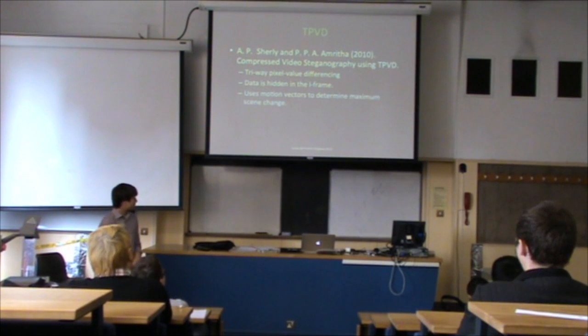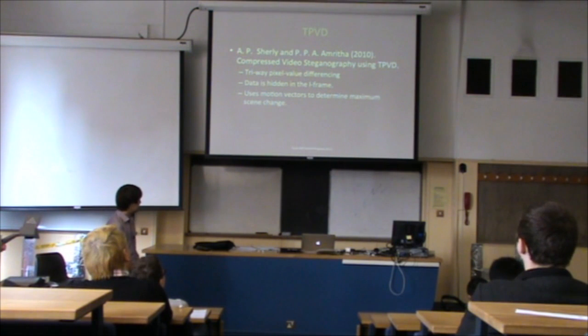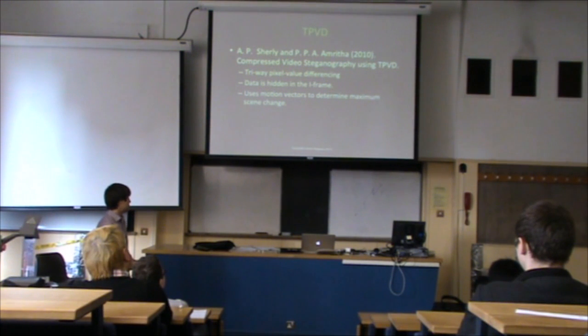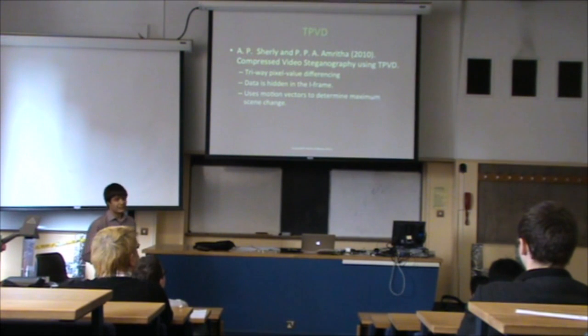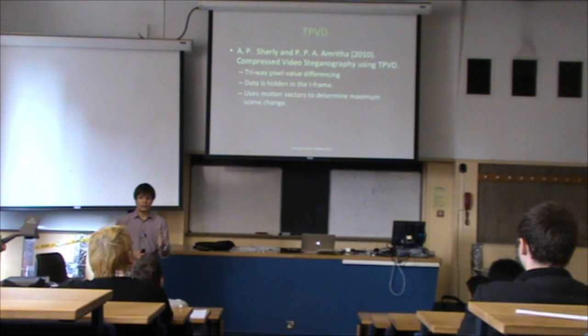So another technique which involves modifying data in I-frames or in images is TPVD, tri-way pixel value difference. What they do is hide data in the I-frame, but they look at things called motion vectors, which I'll get onto in a bit, to detect big differences in the changes of scenes. Where you've got this huge difference going from one scene to another, a scene boundary, that's where they're trying to hide their data, because it's such a rapid change.